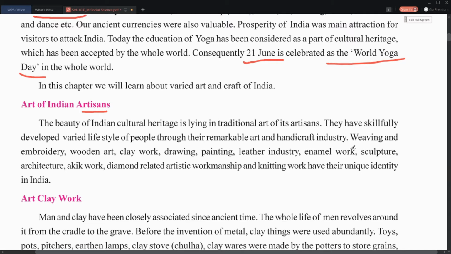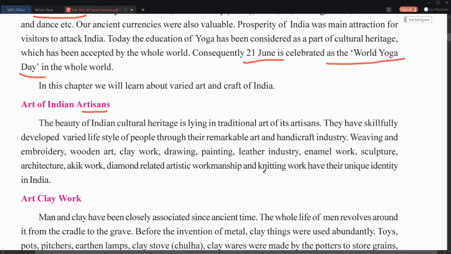All these works, weaving, embroidery, this is related to cloth, embroidery on cloth, weaving of cloth, wooden art, clay work related to soil, drawing, painting, leather industry, leather, animal work related to color, sculpture art related to stone and others, metal also, architecture related to vastu, designing, archaic work, and artistic workmanship related to precious stones, diamond, and knitting work.